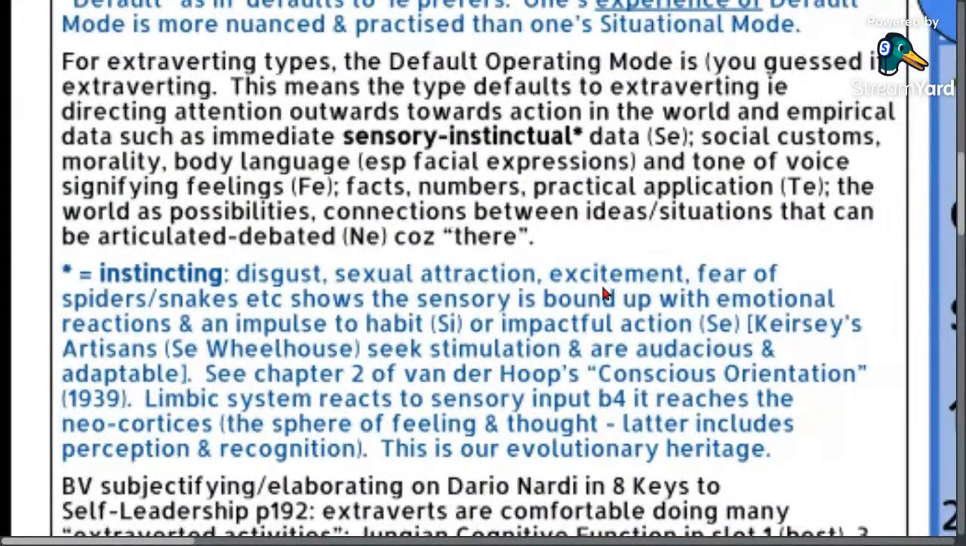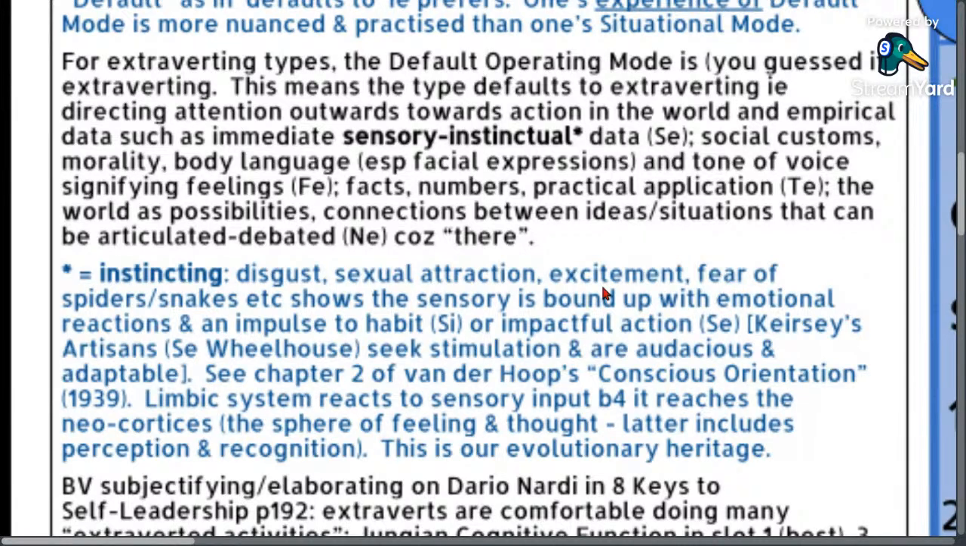Right, for extroverting types, the default operating mode is, you guessed it, extroverting. This means the type defaults to extroverting, i.e. directing attention outwards towards action in the world and empirical data such as immediate sensory instinctual data, SE, social customs, morality, body language, especially facial expressions and tone of voice, signifying feelings, FE. So you can see all of this is empirical. Social customs, morality are there. They're in books. People will write about them. You can have anthropologists from other countries say this is what happens in Britain or in this particular part of the United States. It's discussable. It's there.